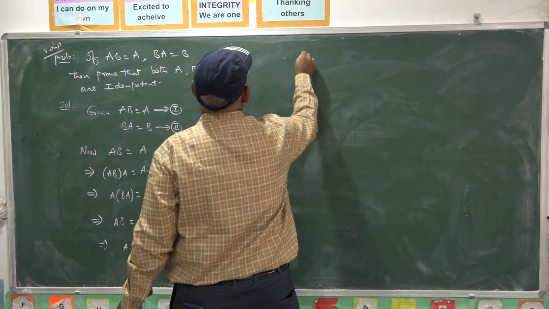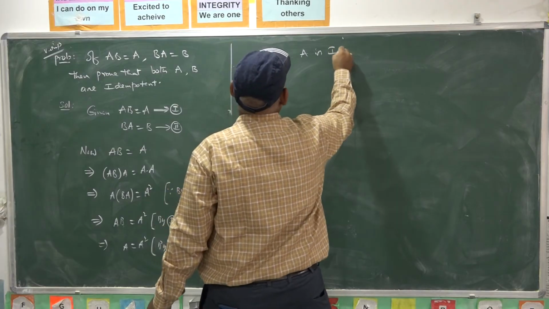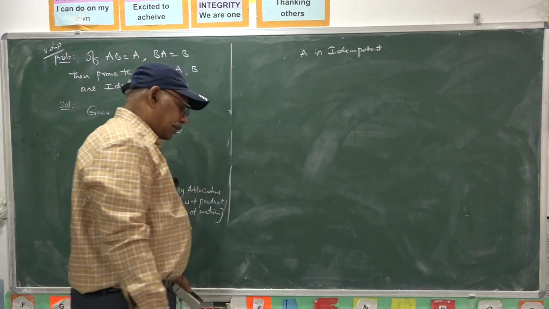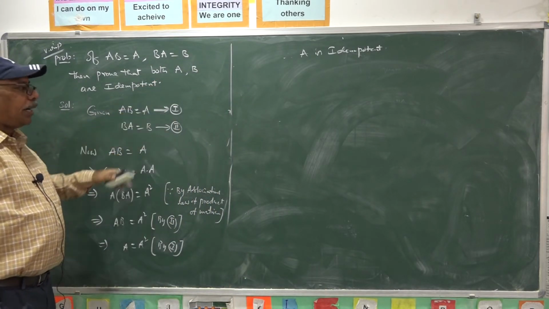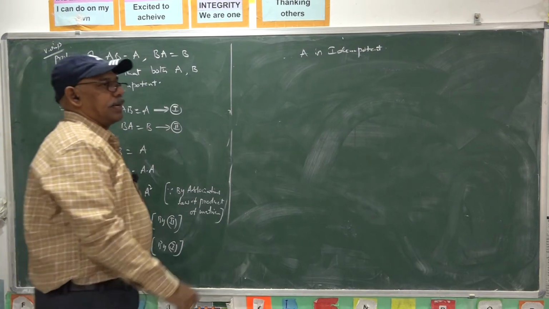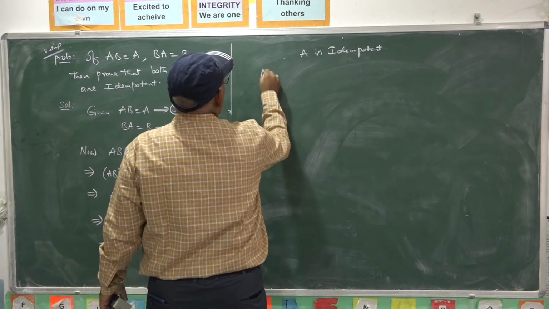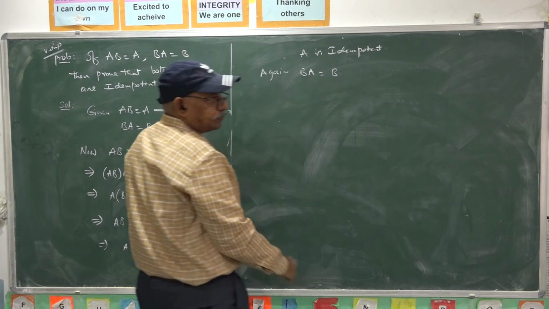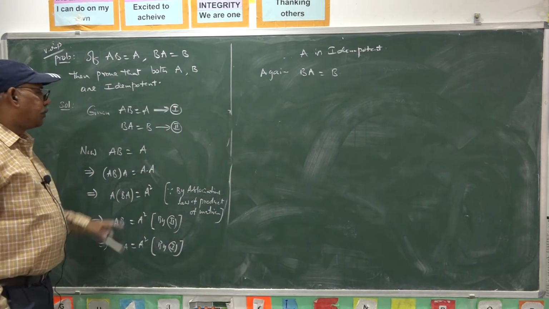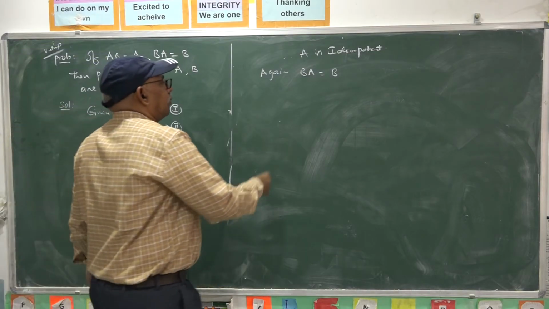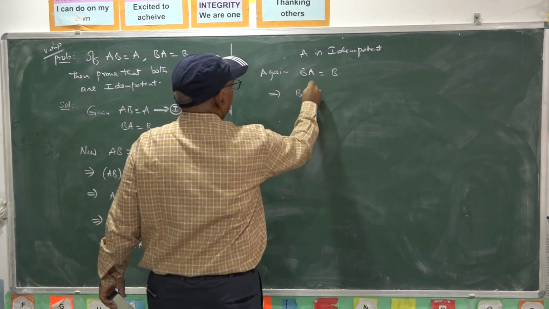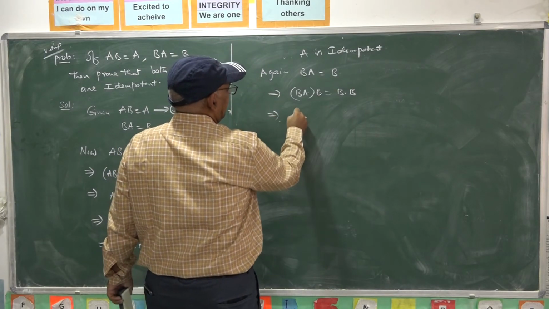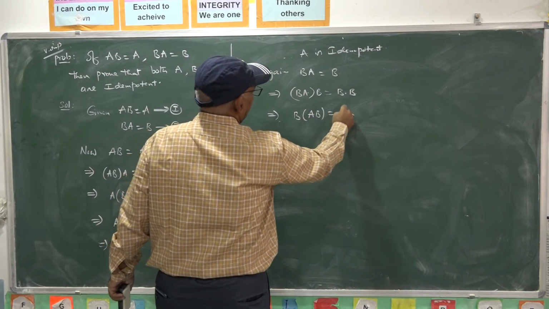Therefore A is idempotent. Similarly, we have to prove B also idempotent. To prove B is idempotent, again consider BA equal to B, the second relation. Multiply both sides with B. That is B into AB equal to B square.